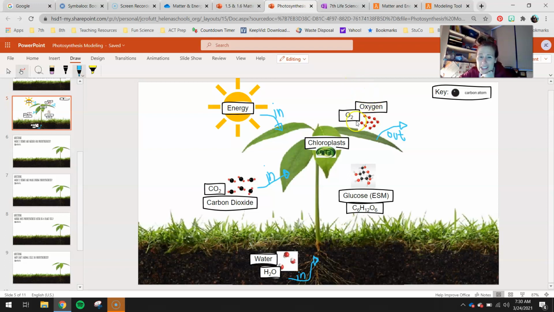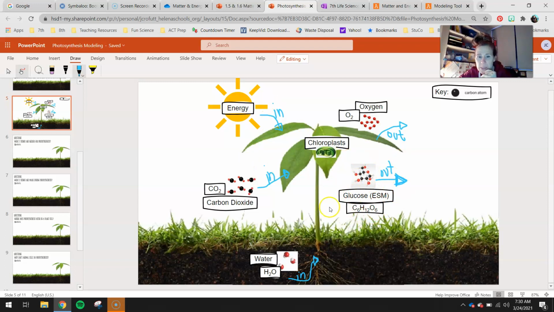Okay, and last but not least, even though the glucose stays in the plant for the plant's food and energy, I'm going to draw a little out arrow here. Again, it doesn't leave the plant; it uses it for energy, and we'll talk about that in the next chapter. But I did want to indicate that it is a product of photosynthesis.